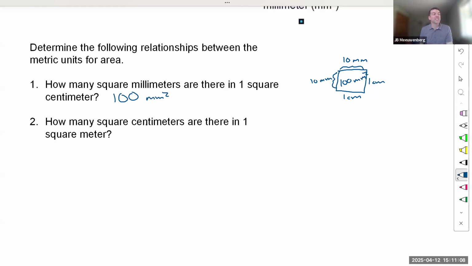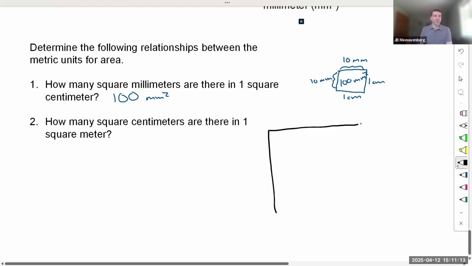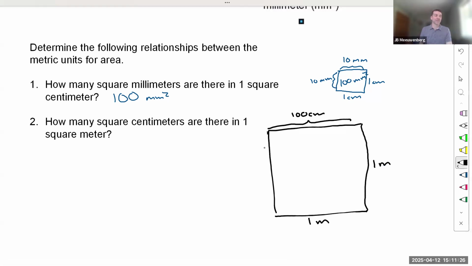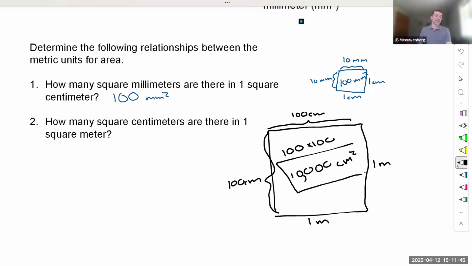For the second question, how many square centimeters are in a square meter? Well, I told you a moment ago with the previous drawing, if we have a square that measures 1 meter on each side, there are 100 centimeters in a meter. And so if we broke this up into 100 squares vertically and horizontally, and we multiplied 100 times 100, that would be 10,000 square centimeters.